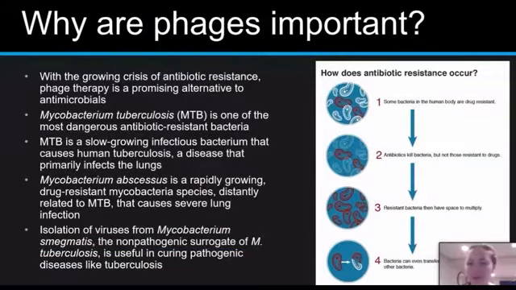So why are phages important? In the age of antibiotic resistance, phage therapy offers a promising alternative to antimicrobials. Mycobacterium tuberculosis, as Colby mentioned, the bacterial pathogen that causes human tuberculosis, is one of the most dangerous antibiotic-resistant bacteria. Our lab works with the non-pathogenic version of tuberculosis called M. smegmatis. In addition, Mycobacterium abscessus is another distantly related drug-resistant mycobacteria that causes severe lung infection that we'll be taking a look at in a few slides.